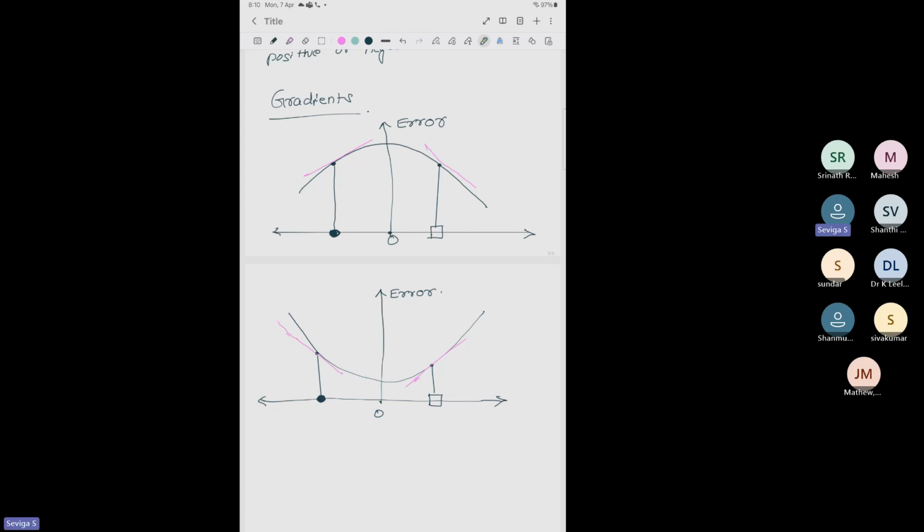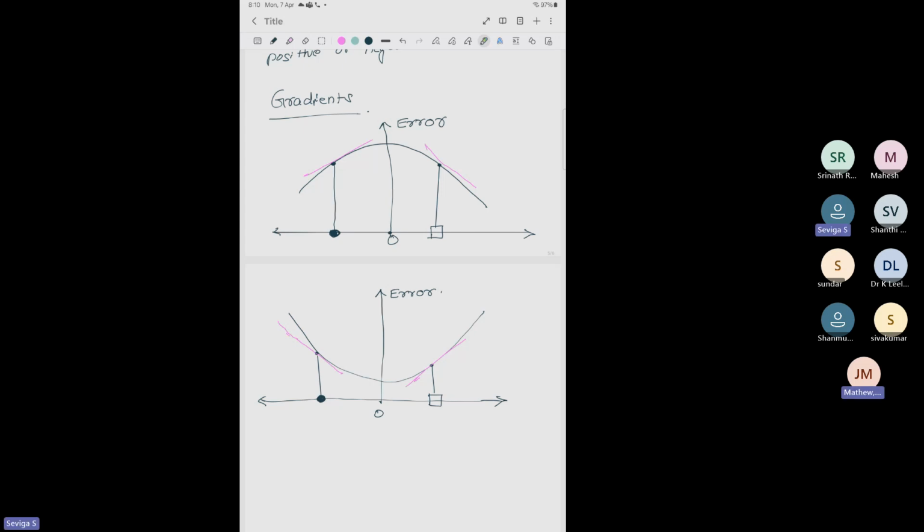Is it clear? Yes. So basically, move towards the direction where the slope is negative. Yeah, we need to move in the opposite direction of the gradient, where the gradient should be negative.